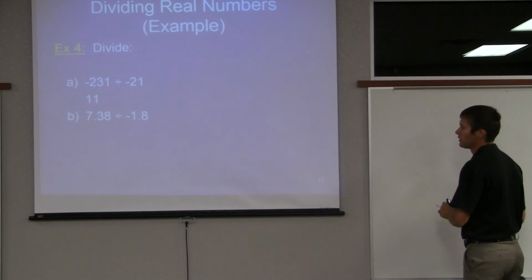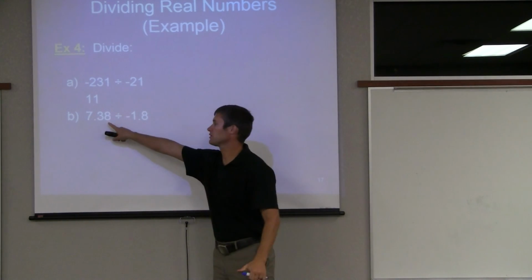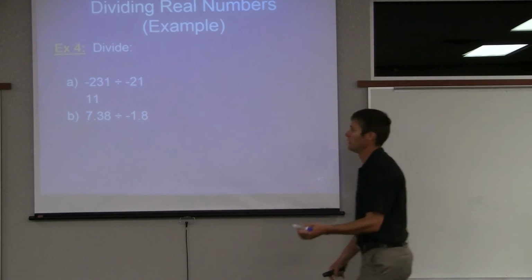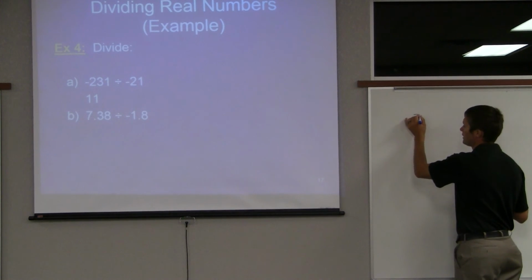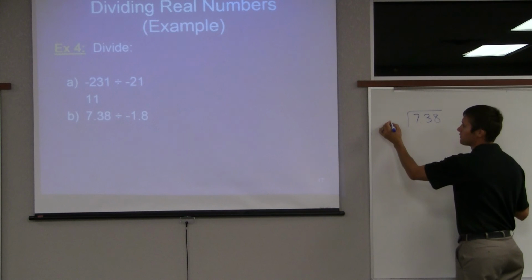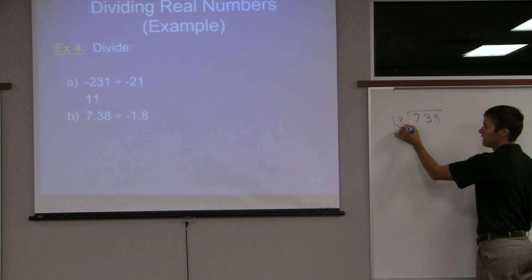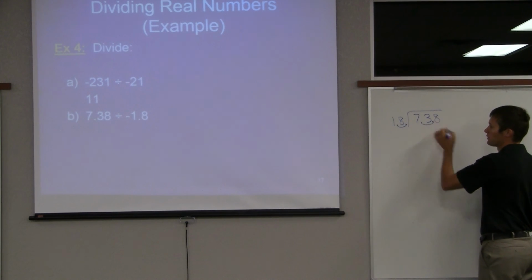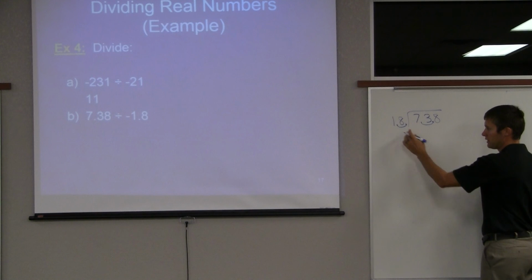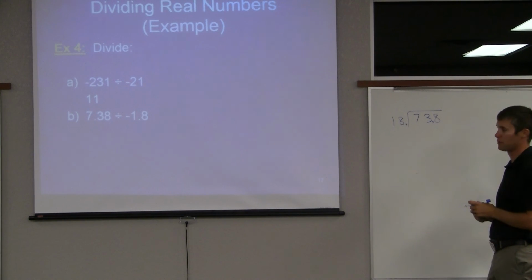So we come here, divide it, so negative. In the end, a positive and a negative will give me a negative. So I go 7.38 divided by 1.8. Okay? I'm going to move this decimal point over 1 spot. So I have to move this one over 1 spot. And so now we check. So it's 18 divided by 73.8.